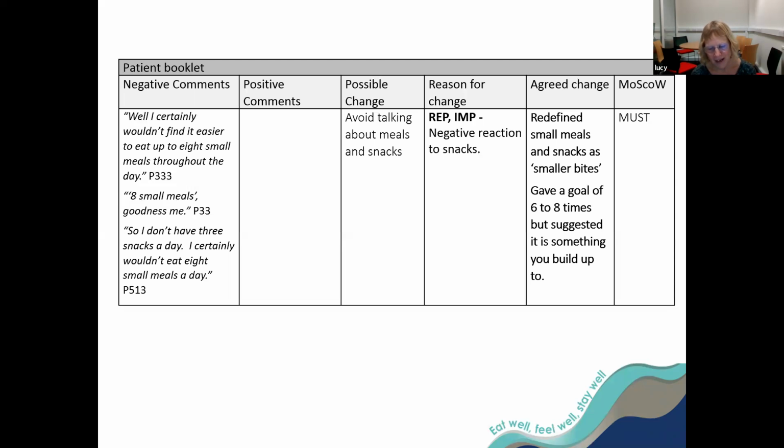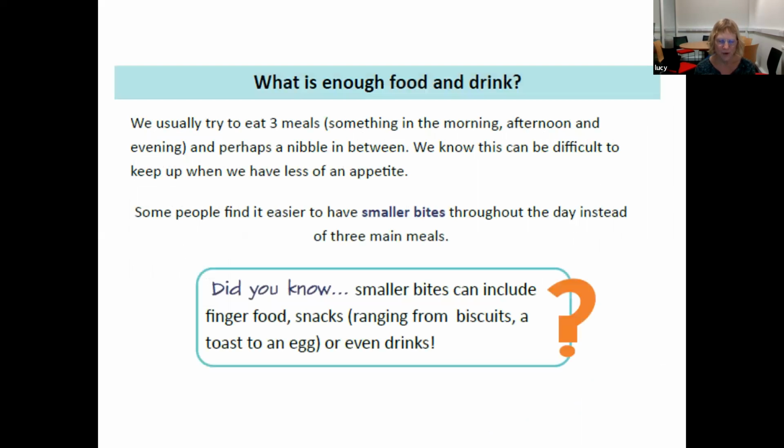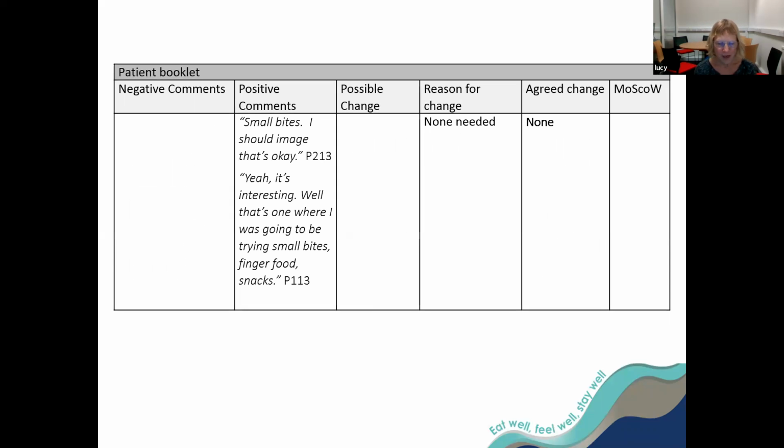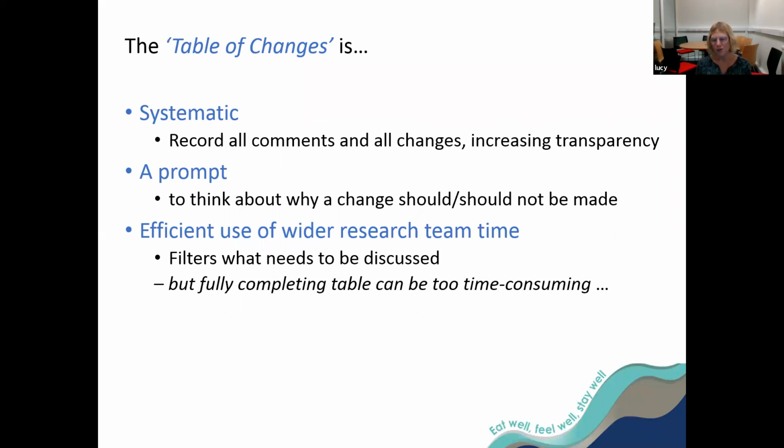So we thought, okay, let's try calling small meals and snacks smaller bites and say you could build up to it. So build up to 8 smaller bites over the day. And we gave an example of what that could be. Just a bit of toast or an egg or a drink. And finally, we got there. "Small bites. I should imagine that's okay. Yeah, interesting. Well, that's when I was going to be trying small bites, finger food, snacks." So we find the table of changes useful because it's systematic. You record all the comments and all the changes and why you made them.